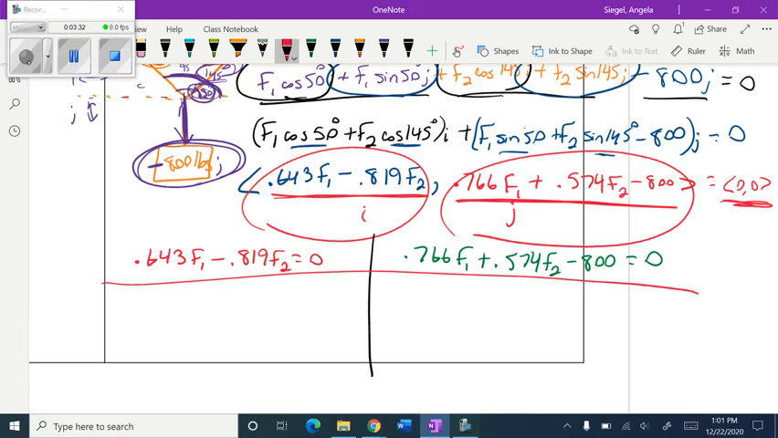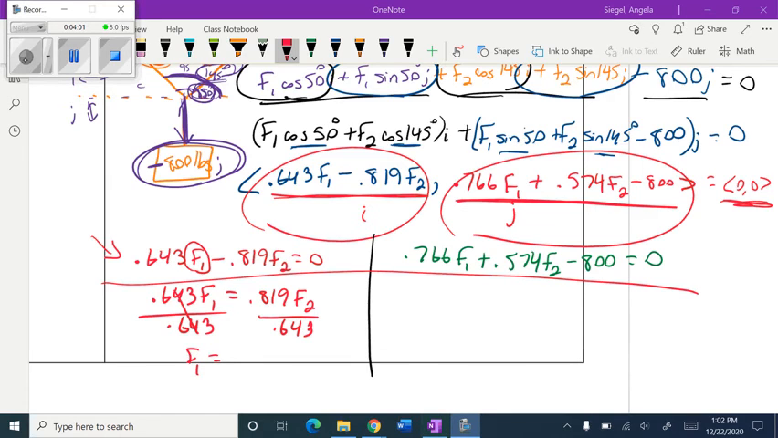So what I'm going to do is take this and solve for F1. It doesn't matter, you can solve for F1 or F2. I'm going to move that over. So I have 0.819 F2, and then I'm just going to divide by the 0.643. So this is definitely a calculator thing. So force 1 equals 1.2774 F2.